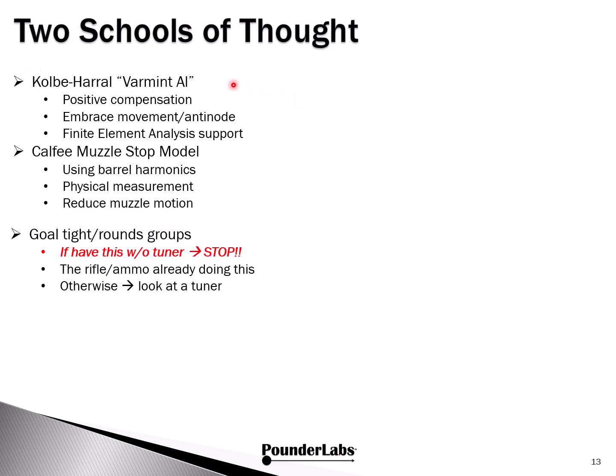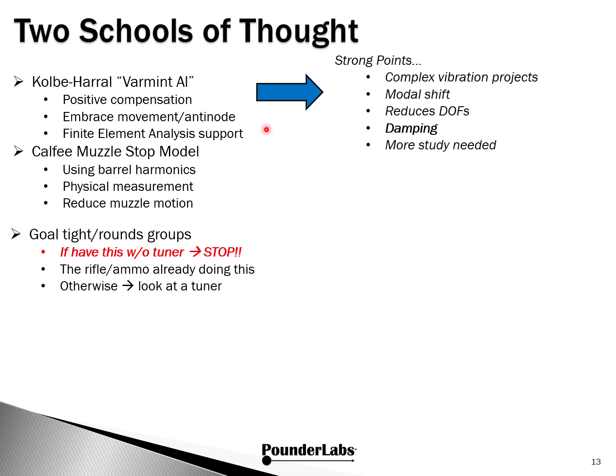So we have two schools of thought. What I call the Kolbe-Harold model, which is positive compensation. It embraces movement and catches the antinode. And there's a lot of finite analysis that's applied to this kind of movement in industry. So the strong points, we see this kind of motion in complex problems. We get a modal shift, it reduces the degree of freedom, we get our damping, but we think there's more study that's probably needed for a better understanding of this method.